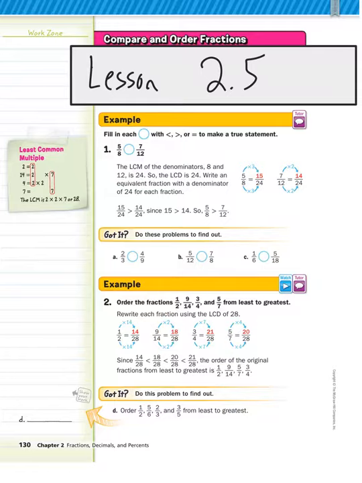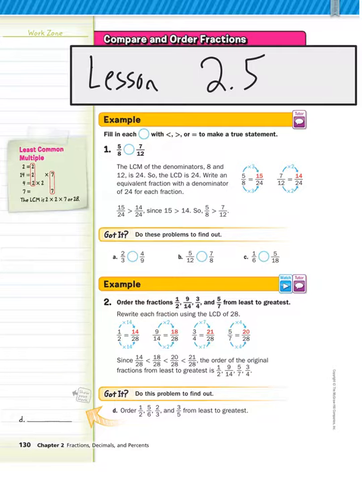Number one says, fill in each circle with less than, greater than, or equal to make a true statement. Now there's lots of things you could do to compare these fractions. You can estimate, you can find common denominators, you can change them to decimals, you can change them to percents, but I'm going to show you an easy trick that works with just when you're comparing a fraction to a fraction. So let me get ready.